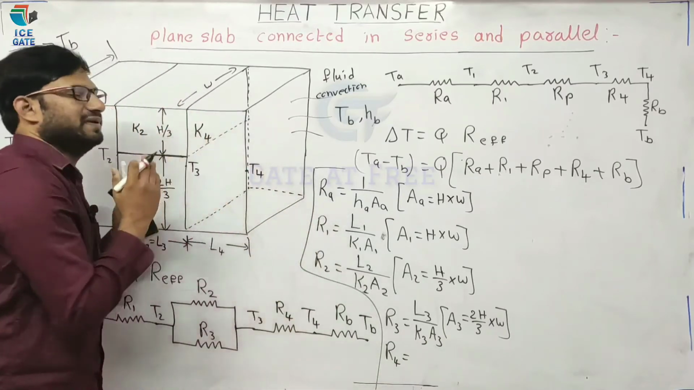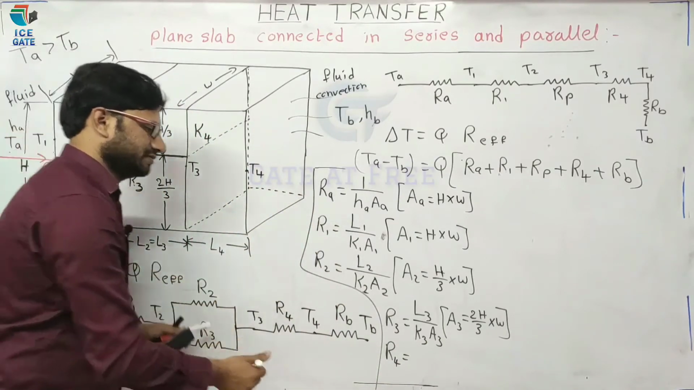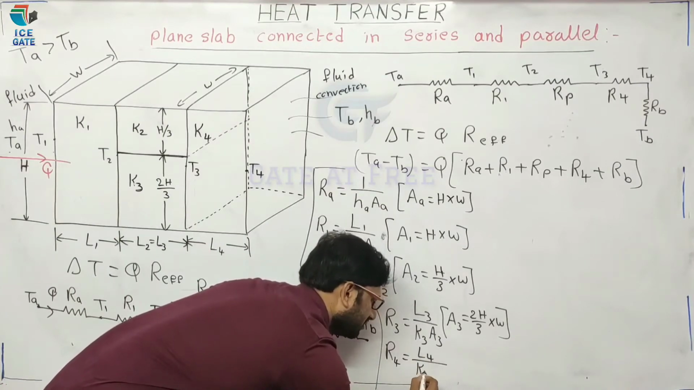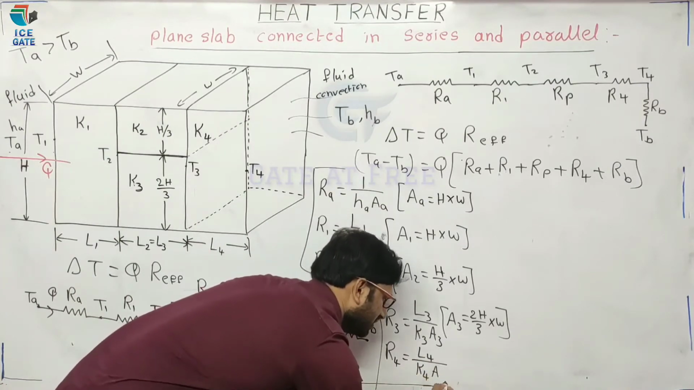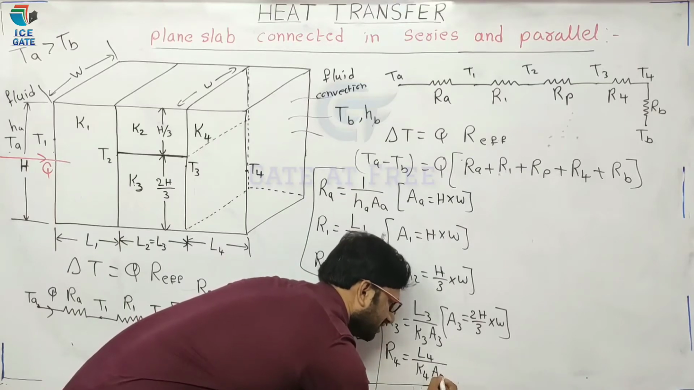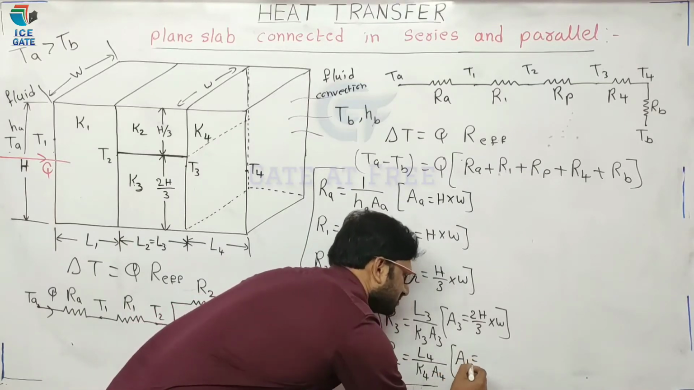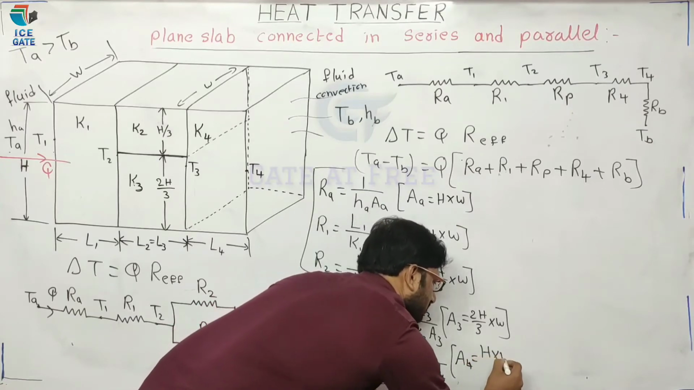Resistance offered in the fourth material. Thickness is L4 divided by thermal conductivity of the fourth material into area, the conducting area. So what is the area here? This is also H into W.